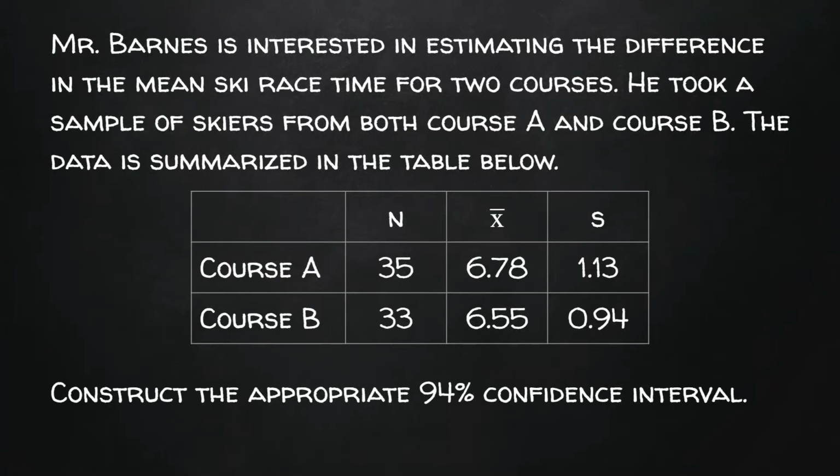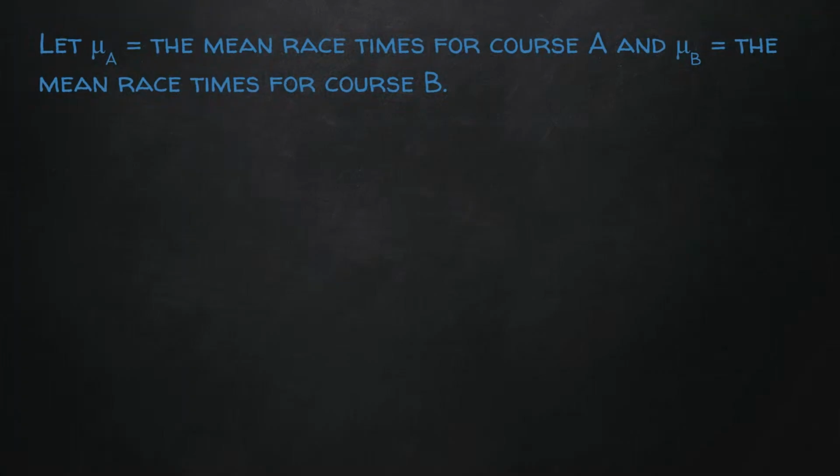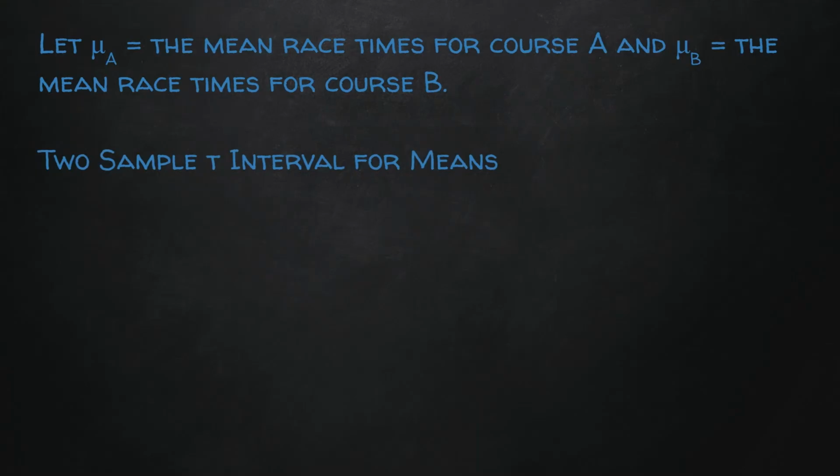We are being asked to construct a 94% confidence interval for the difference of the mean ski race times for the two courses. We are first going to define our parameters. Let mu sub A equal the mean race times for course A, and mu sub B the mean race times for course B. This is a two-sample t-interval for means, and we are doing mu sub A minus mu sub B.